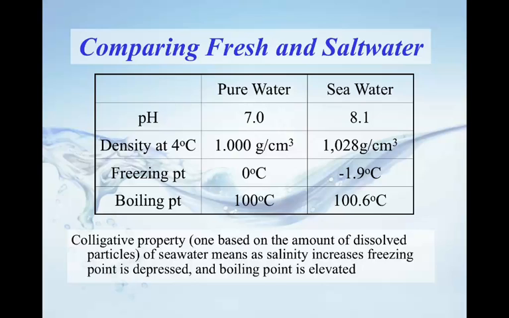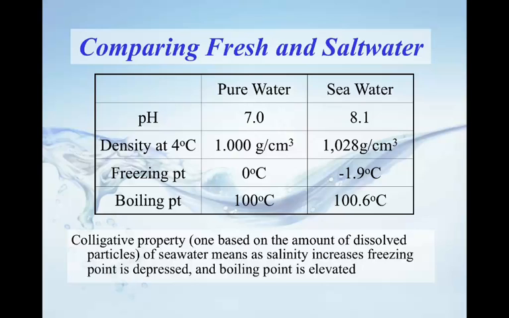There's also a couple other properties that are a little harder to tell right off the bat. First of all, they have a different pH. We're going to spend a lot of time talking about that later on. But basically, pure water is neutral, 7.0 on the pH scale, while seawater is slightly basic or alkaline. Their densities at their maximum are different. Pure water is 1 gram per centimeter cubed. Seawater is a little bit more, and that should say 1.028 grams per centimeter cubed.